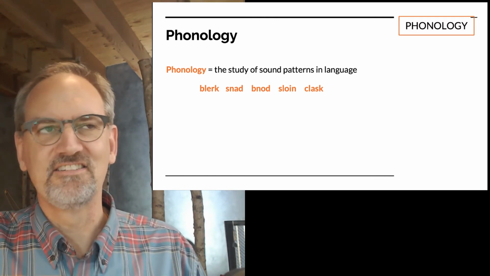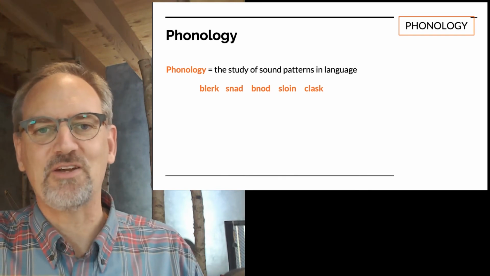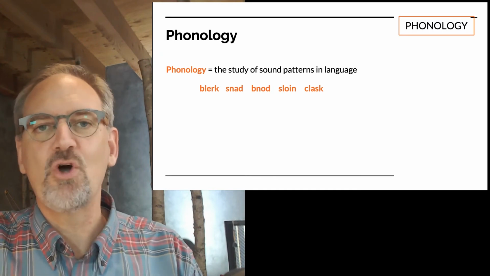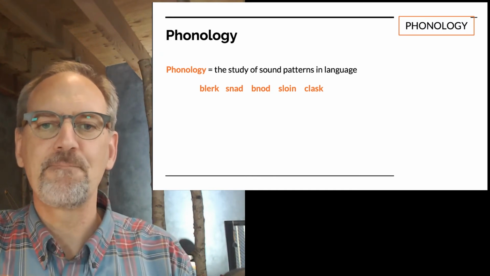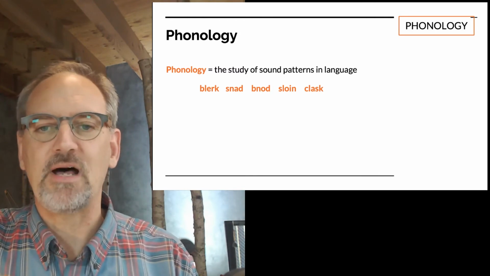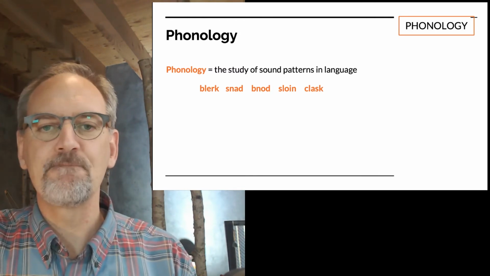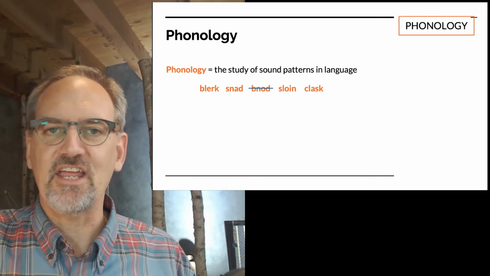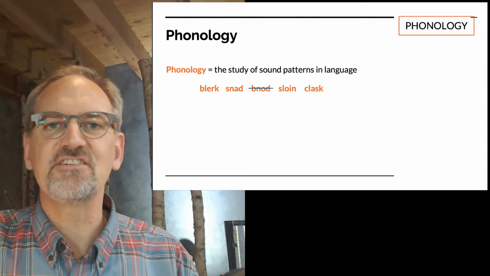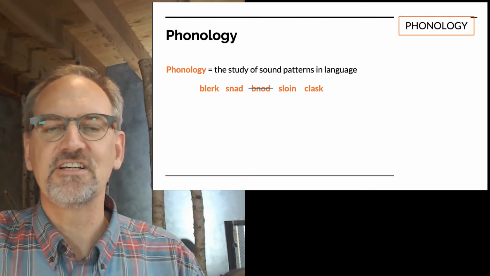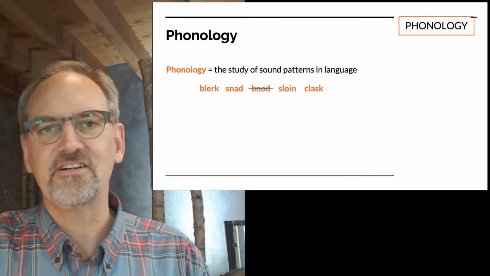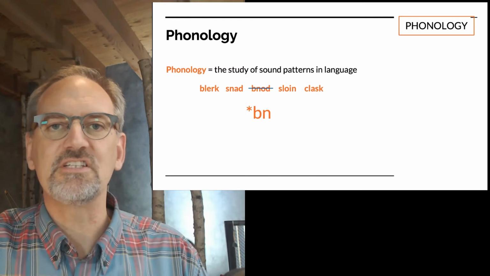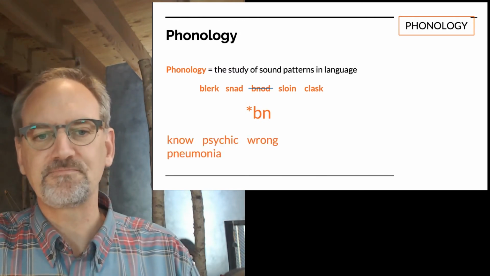But that's not true for bnod. Bnod, it's even difficult for me as an English speaker to say, is not a natural pattern in English. We have no words that begin bn. Whereas sloin is possible, clask is possible. So knowledge of English phonology is knowledge that bnod doesn't fit in the group with the others. It doesn't show the same pattern of sounds that we find in English words. We don't have any sequence bn at the beginning of words.